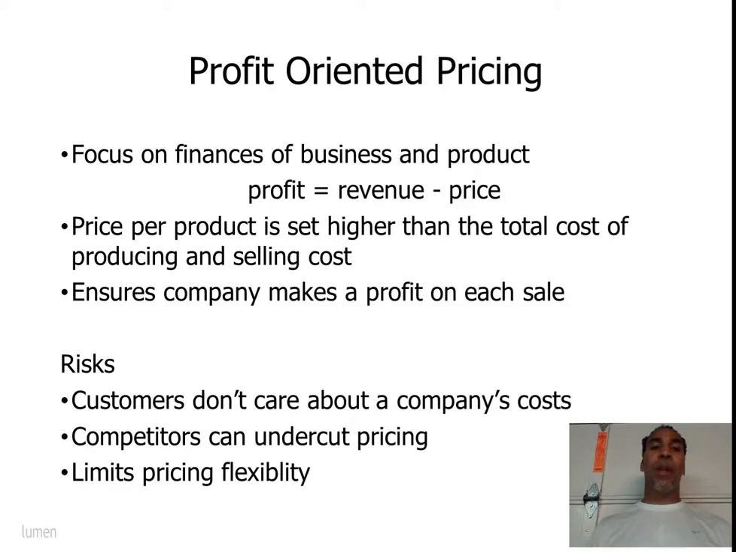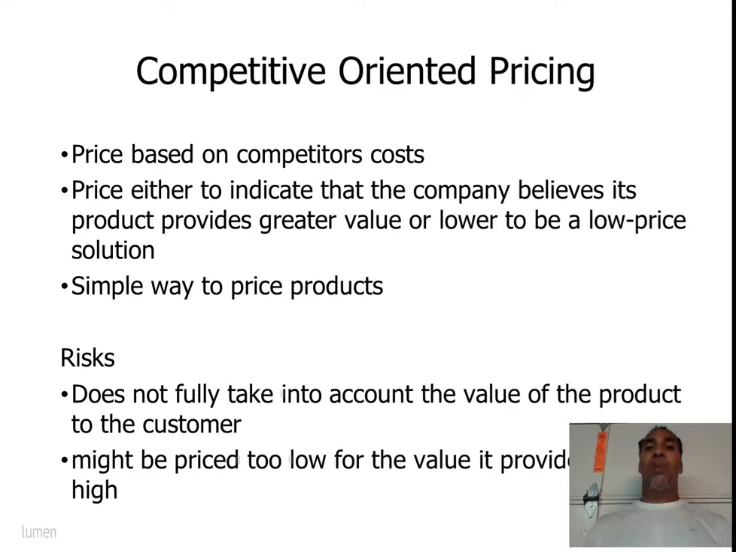So profit-oriented pricing focuses on finances of the business and product. So profit equals revenue minus price, right? We should all know that. What are the risks? Customers don't care about companies' costs, right? They care about what benefits them. Competitors can undercut pricing and it limits pricing flexibility. Competitive-oriented pricing, price based on competitors' cost, right?